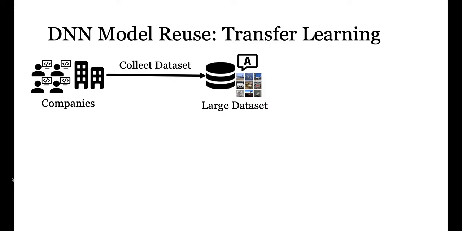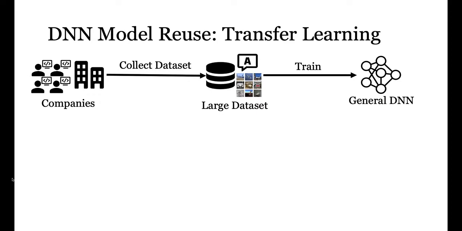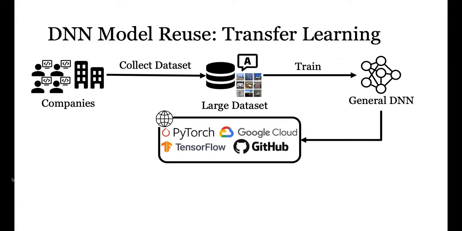First, it needs a large company or organization with extensive engineers and computation resources. The company collects and annotates a large-scale diverse dataset. This dataset is used to train a complex general DNN model. To broaden the impact and facilitate other developers, the model owner uploads the trained model to the internet. Popular platforms include PyTorch Hub, TensorFlow Hub, and GitHub.